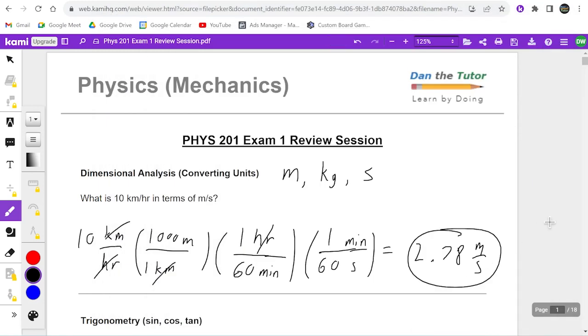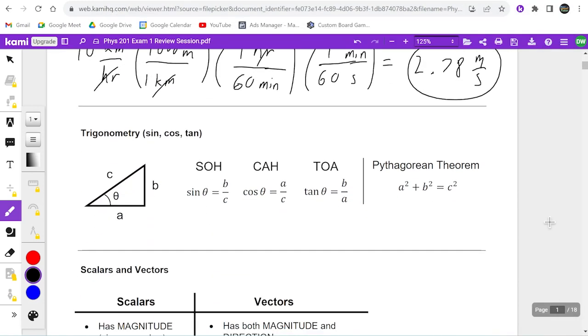Okay, and then with that, we're going to move on. Next, probably the biggest math topic that will be on the first exam is trigonometry: sine, cosine, tangent, SOHCAHTOA. Highly recommend having these memorized.